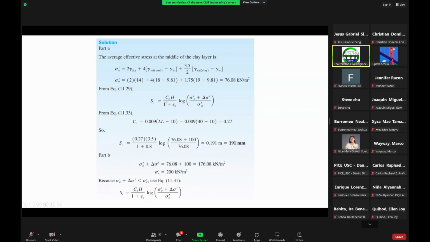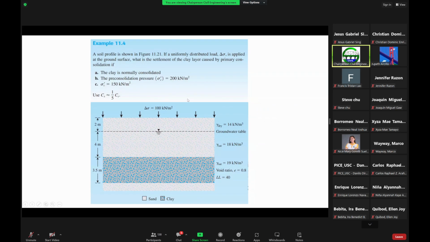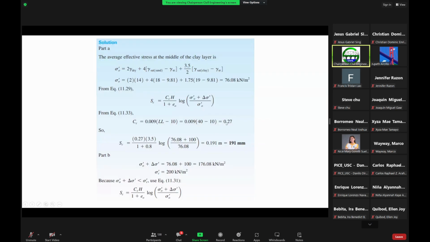And then this is now your compression index, wherein in your book you have equation 11.33. The compression index can be related to the liquid limit, wherein the liquid limit is given as 40, and that gives you a value of 0.27. And then just substitute everything here, then you get a settlement of about 191 millimeters.